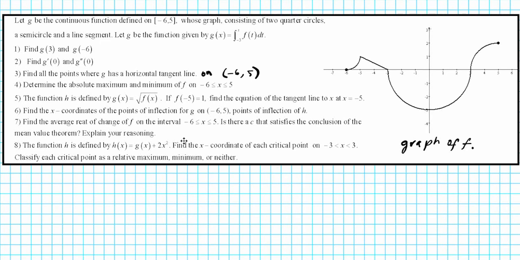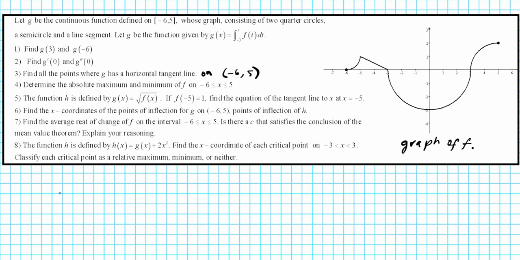All right, so for question number 2, we have to find g prime of 0 and g double prime of 0. Okay, so we have this relationship right here. So how can we compute g prime of 0 and g double prime of 0? If the antiderivative of f is g, then what's the relationship between g and f? If you integrate f to get g, then if you differentiate g, you're simply going to get f.